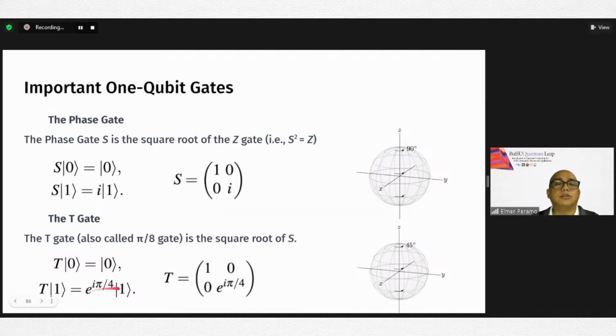The T gate is also a rotation phase gate. The T gate, also called the pi over 8 gate, is the square root of S. Okay? So this is the matrix representation of your T gate. It rotates along the z-axis, but just by pi over 4.